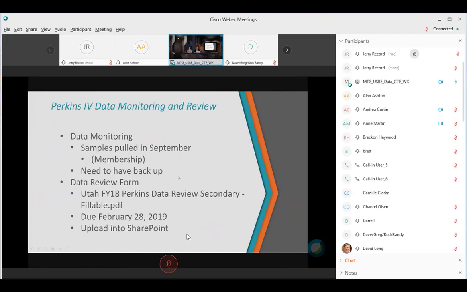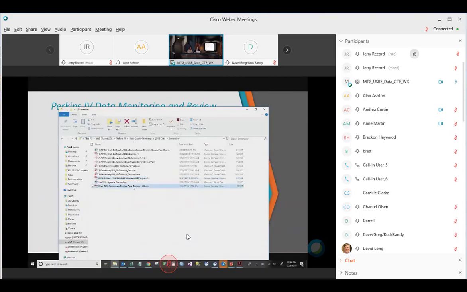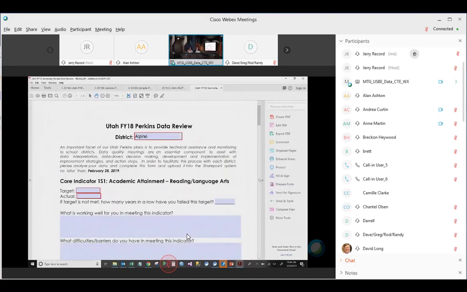Camille is going to tell you about the data review form, where to find it, and what to do on it. All right, so the data review form is currently located in 2 places right now. The first place is the CTE directors file. I actually just put the pathing in the chat. The second place is in the CTE Finance Group SharePoint folder.